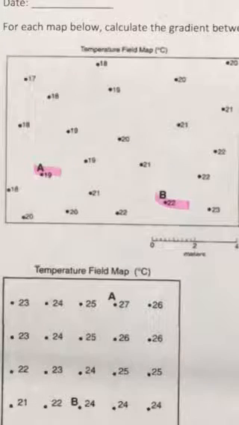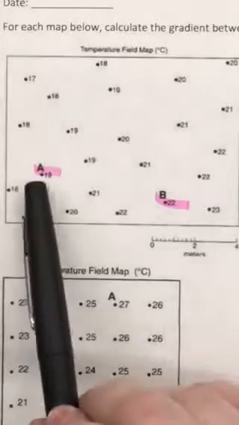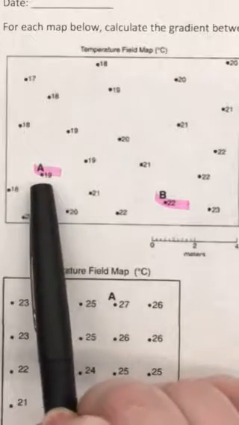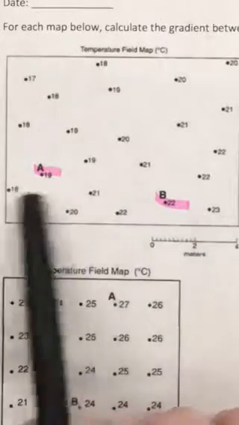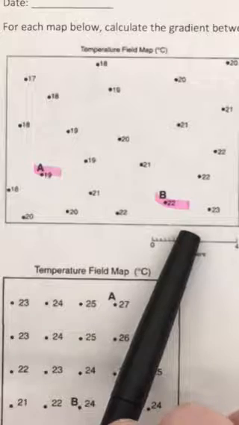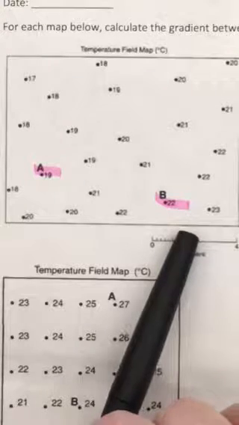All right, so we're looking at how to calculate the gradient. It's telling us we want to calculate the gradient between point A and point B. Those are the only 2 points that matter from the entire map. All of the other points, ignore them.